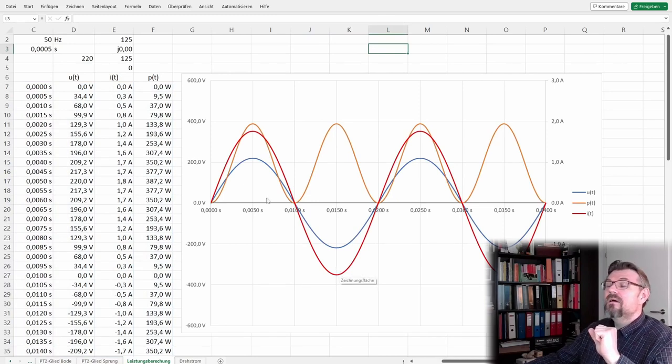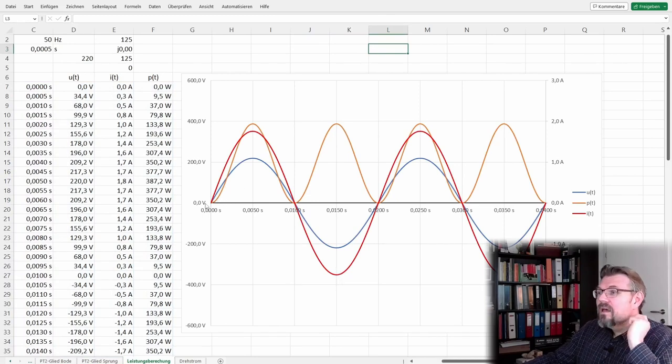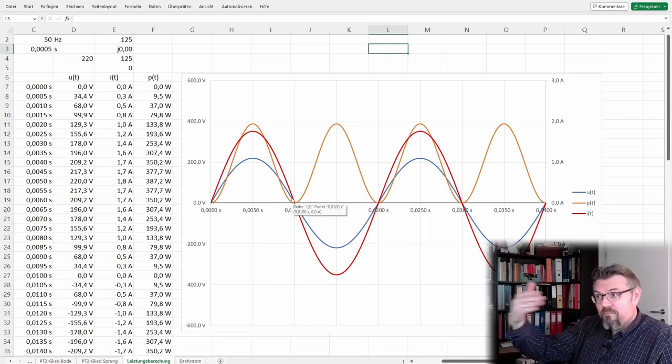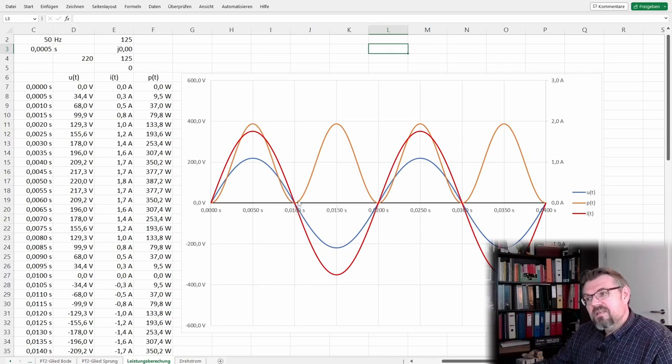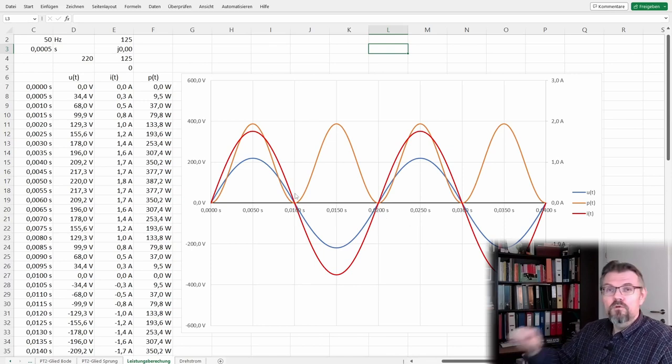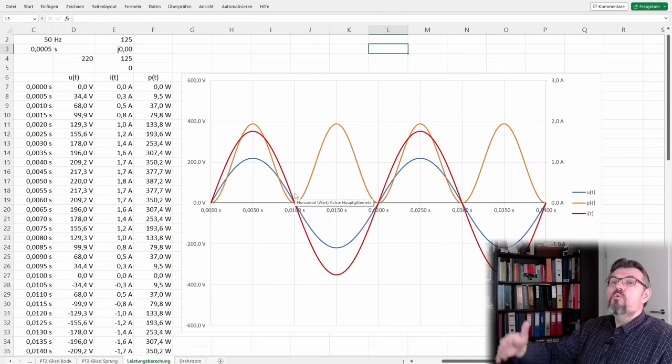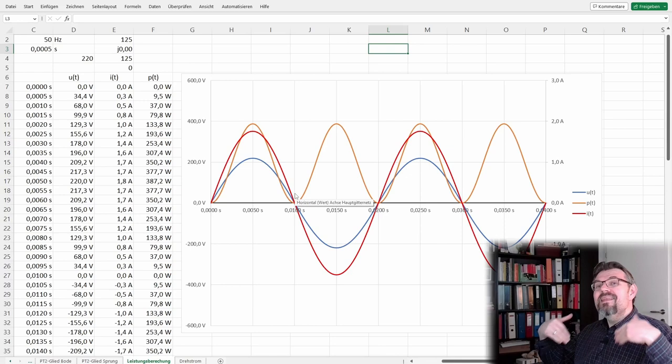Aha! So this is how it turns out. Here is the positive semi wave, the positive part of the wave. And here we have positive actual power. Because here all parts are negative, and negative multiplied with a negative number gives a positive number, we always transport power in the positive direction. So we have a pulsating power, and this pulsating power is always transporting power in one direction.